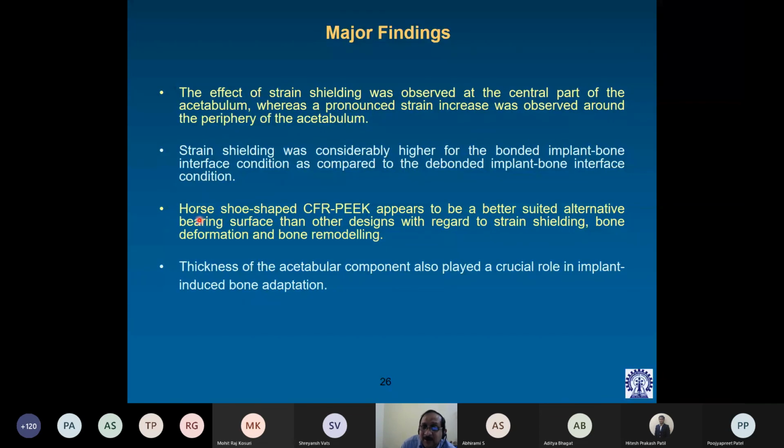So you can see here that the horseshoe-shaped CFR PEEK appears to be a better alternative bearing surface than any other design regarding strain shielding, bone deformation, and bone remodeling. So you can make decisions about a particular design based on these predictions. And the thickness of the acetabular component played a crucial role in the implant-induced bone adaptation. Okay?